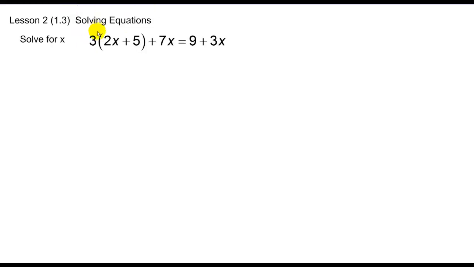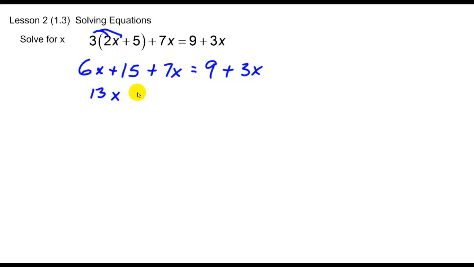and we'll distribute the 3 to the two terms. We get 6x plus 15 plus 7x equals 9 plus 3x. Combine like terms, giving me 13x plus 15 equals 9 plus 3x.